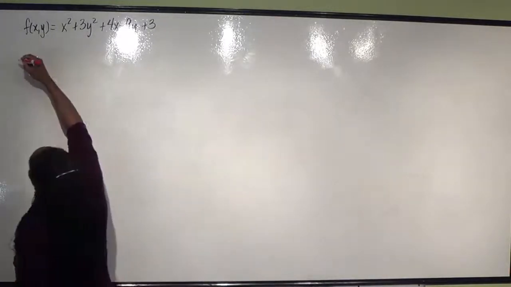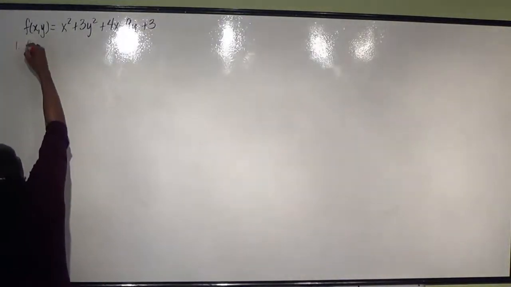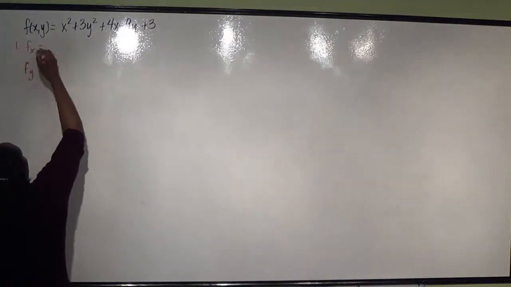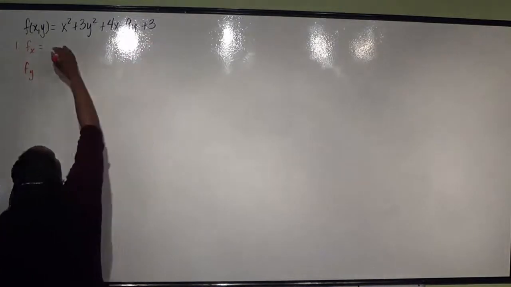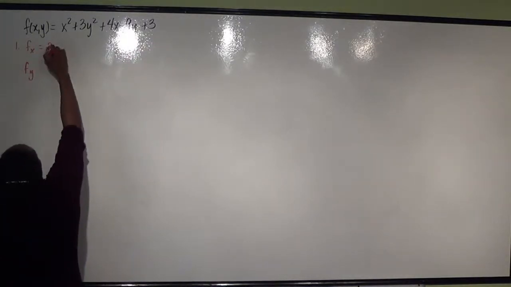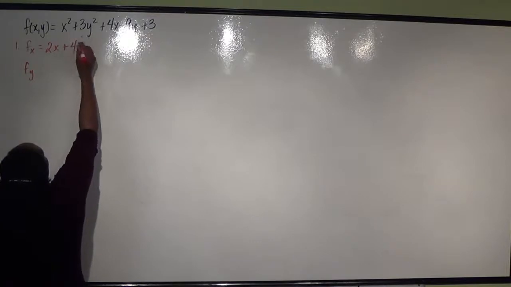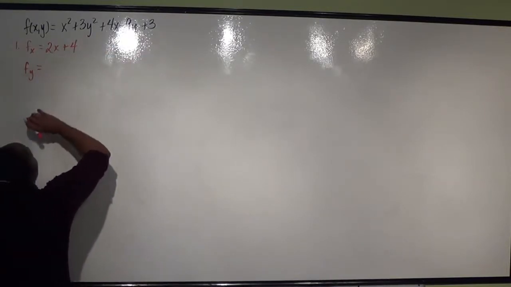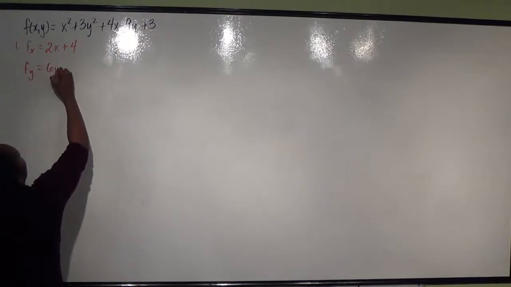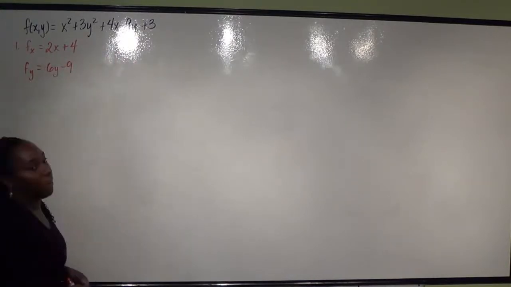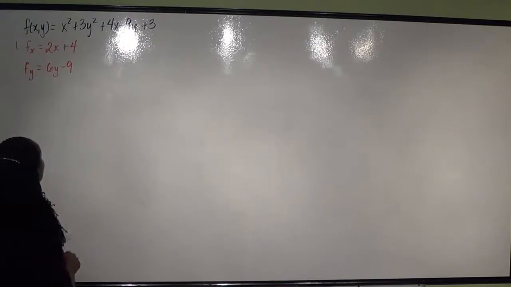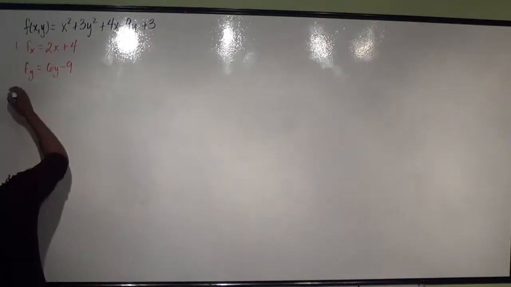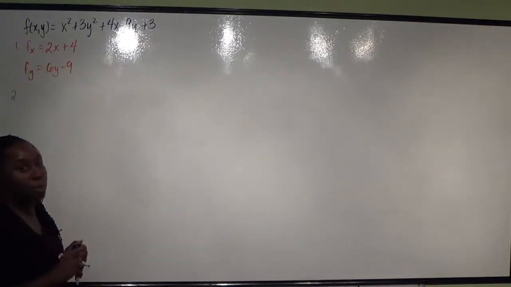Okay, so again, the first thing I want to do is find the first order partials. So I'm going to find f sub x, and I'm going to find f sub y. So again, for f sub x, treat everything that's not x like a constant. So we'll get a 2x plus 4, and everything else goes to 0. And then for f sub y, we can see we'll get a 6y minus 9, and everything else goes to 0.